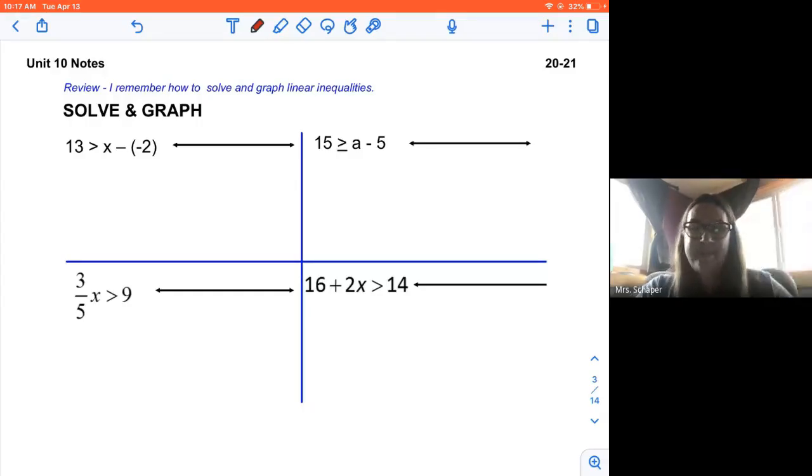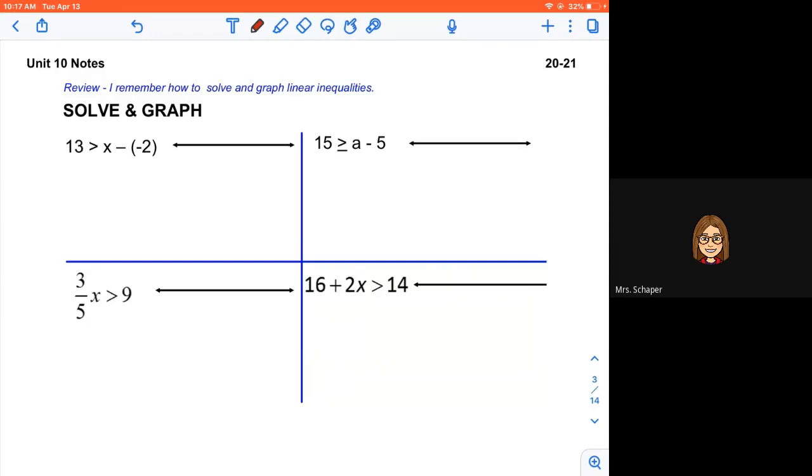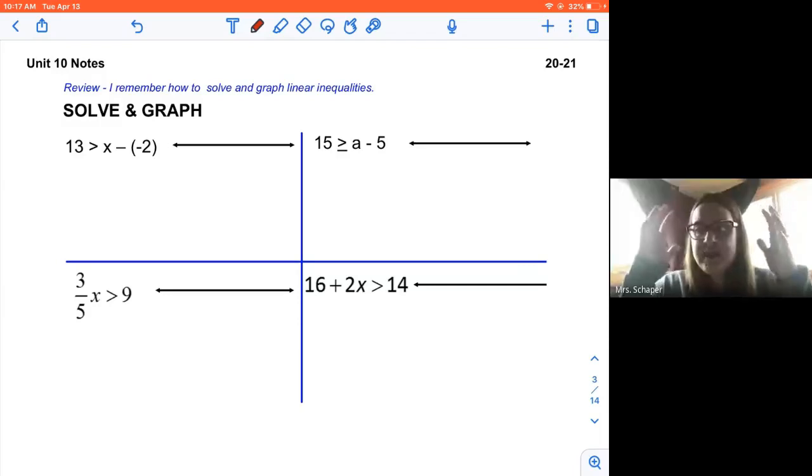Hey mathematicians, we are going to be talking about our first day of graphing inequalities and solving inequalities. I know you did a little bit last year, but that was so last year. So we're just going to kind of refresh your memory. But I want you to be thinking about how we're going to be utilizing the same strategies and same steps that we did with solving equations. The difference is we have an inequality symbol.